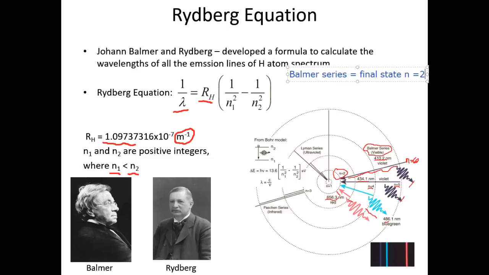So anytime you have a Balmer series transition, it always ends up at the second energy level. Now Lyman series follows the same rules, except Lyman series ends at n equal 1. So for Lyman series, final state is n equal 1.